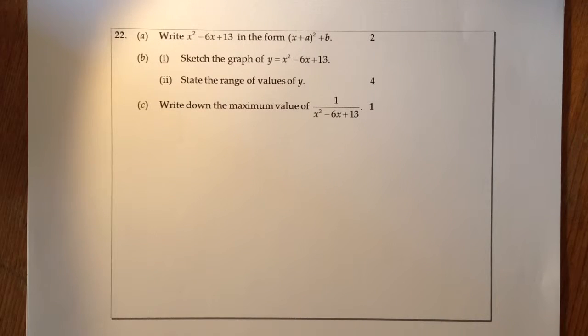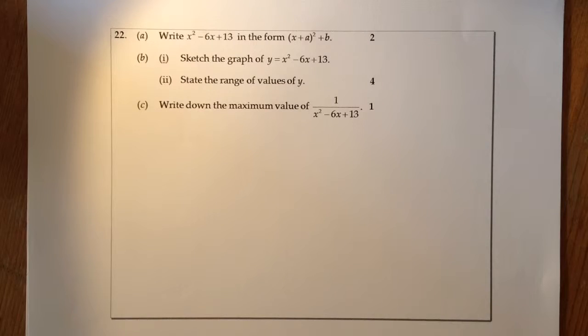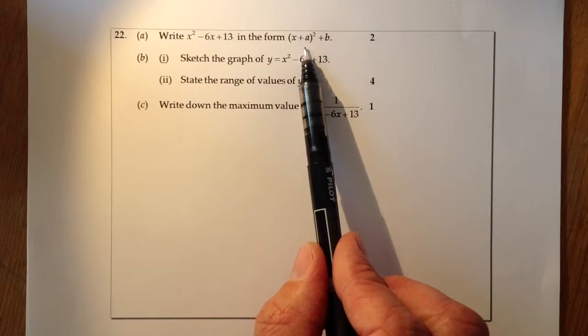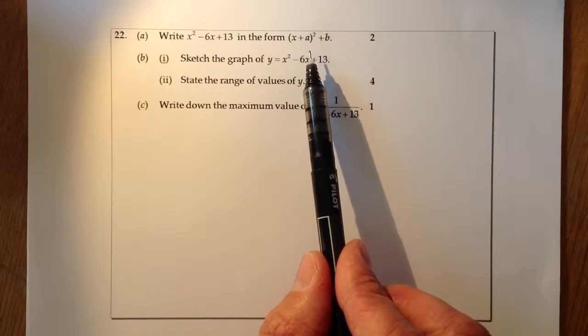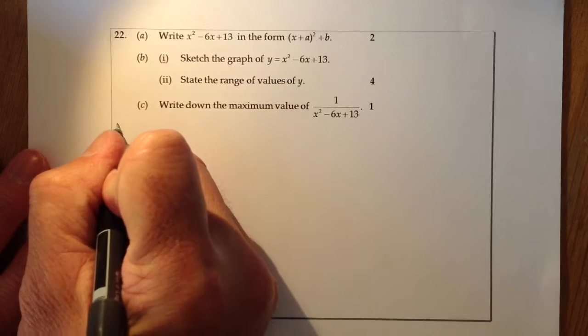This is Higher Maths, practice paper F, and we're working on question 22 in the non-calculator paper. We have to write x squared minus 6x plus 13 in this form here, and that's a completing the square type form that we can work out. 2 marks for this part of the question. Let's go ahead and do that now.